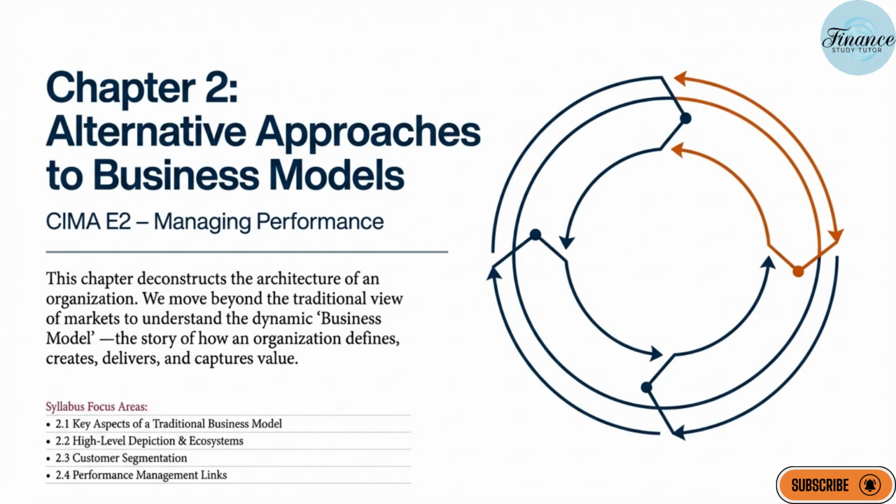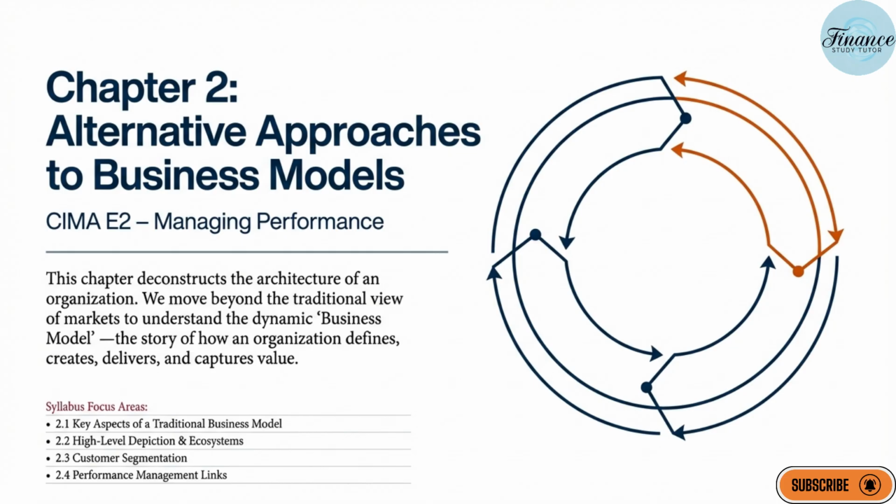So let's set the stage. We're looking at a specific learning outcome here. We need to explain the elements of business models. But before we get into the weeds, give us the executive summary. When CIMA says business model, what do we need to lock in?